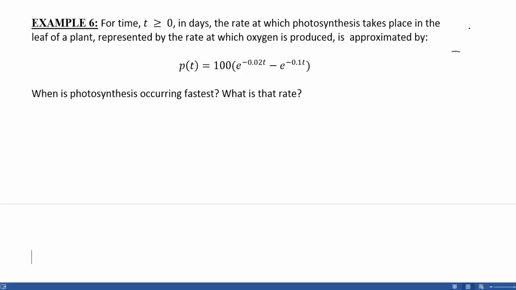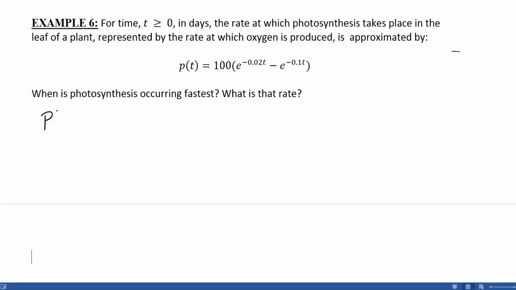So since this function represents the rate at which photosynthesis is occurring, if we're looking for the fastest rate, we're looking for the maximum of this function. So not only are we looking for the global maximum, the actual rate that's the largest, but also when it's happening. So we need both the independent and dependent value once we've found our maximum. So here, again, we're going to start by finding our first derivative to identify any critical points.